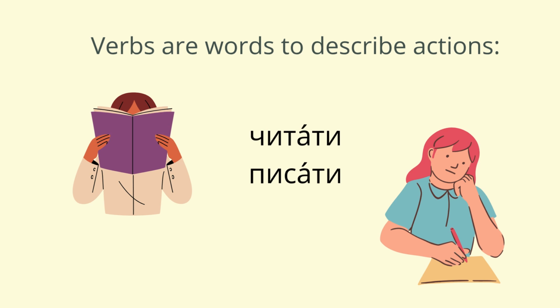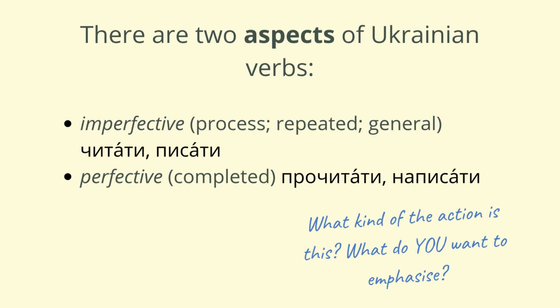The first thing you need to remember is the aspect. There are two aspects of Ukrainian verbs, imperfective and perfective. An imperfective verb denotes a process, or it is used to describe repeated habitual actions, or when you talk about your action in general. For example, читати, писати, these are imperfective verbs. But if you want to emphasize that your action has been completed and you have some result, then you use the perfective verb. Прочитати, написати.